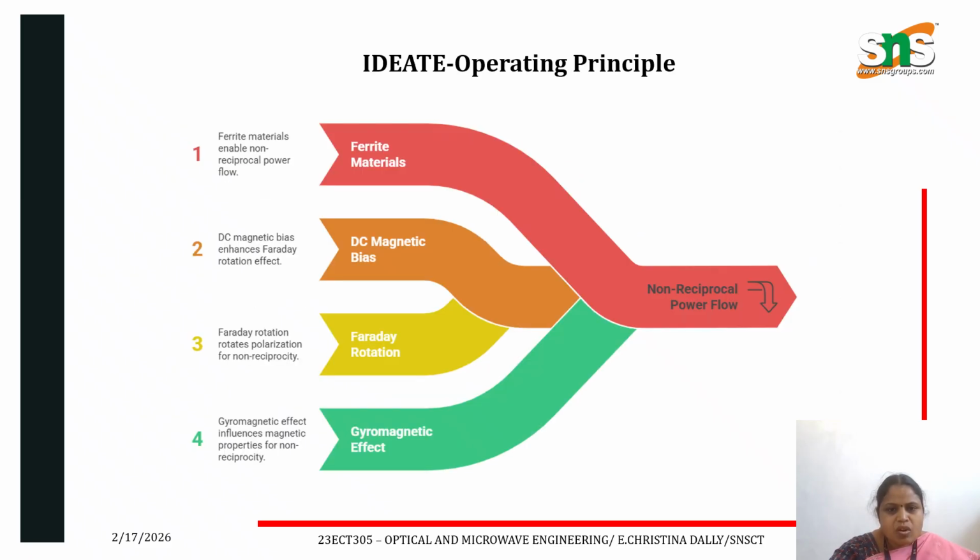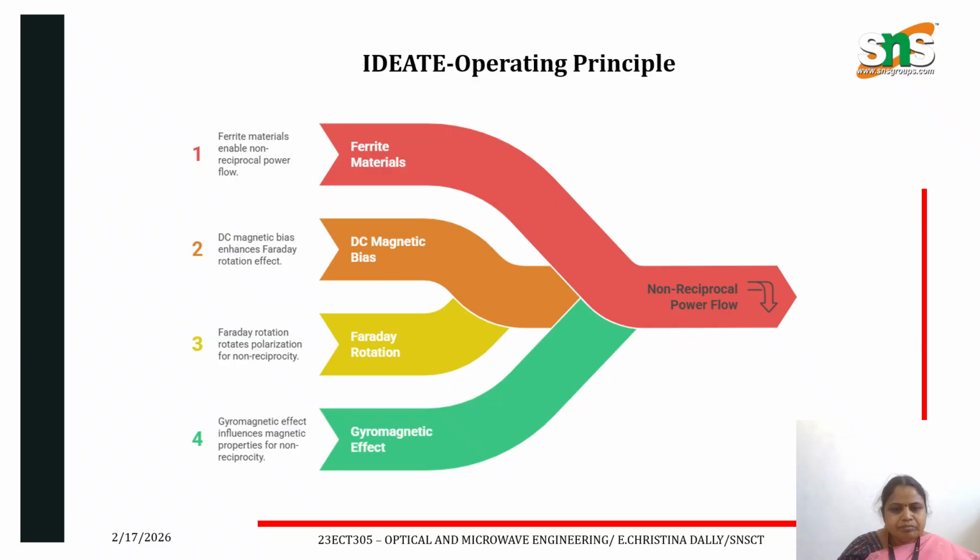The next one is the operating principle. What components are we using in the isolator? Since this is a non-reciprocal device, we have to know what materials we are using. Suppose we take ferrite materials. The next ones are the DC magnetic bias, Faraday's rotation and the gyromagnetic field. In ferrite materials, there is non-reciprocal power flow. It enables the power flow to be non-reciprocal.